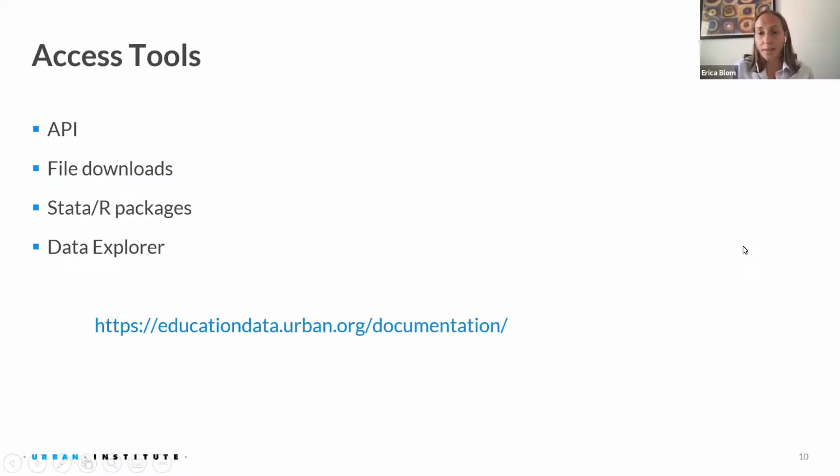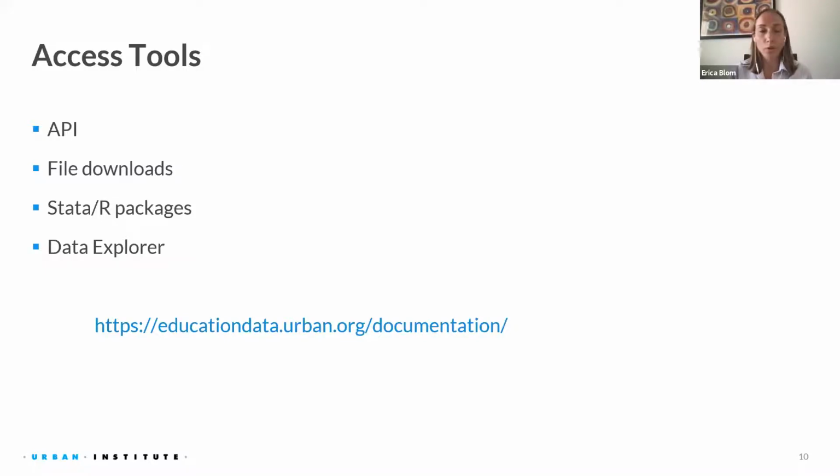How can you access these data? Luckily, we have lots of different tools depending on your background. So you can access the data via the API. You can download data directly. My preferred method is to use one of our Stata or R packages that were recently added to SSC and CRAN respectively, or you can use our point and click tool, the Data Explorer.